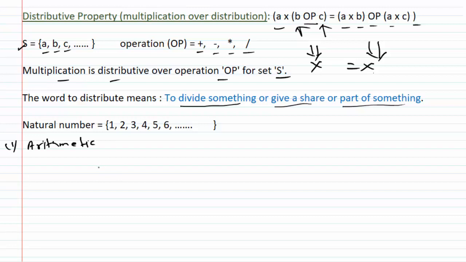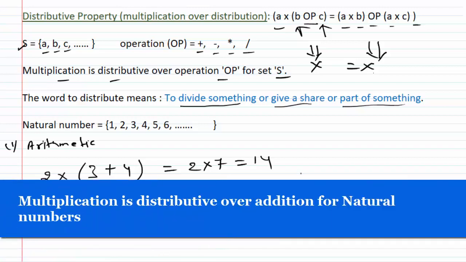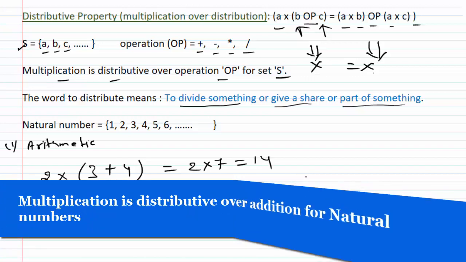You need to perform operation addition on 3 and 4, but at the same time you also need to distribute 2 to them. So the result of the expression is 2 into 7, that is 14. But in another format the expression can be written as 2 into 3 plus 2 into 4, and this will give us 6 plus 8 and that will be solved to 14. Here we find that both the expressions give the same result. So we will say that multiplication is distributive over addition for natural numbers.